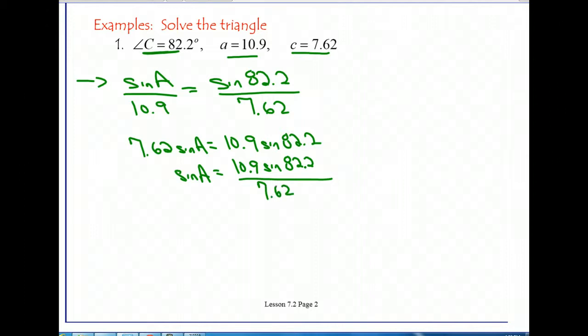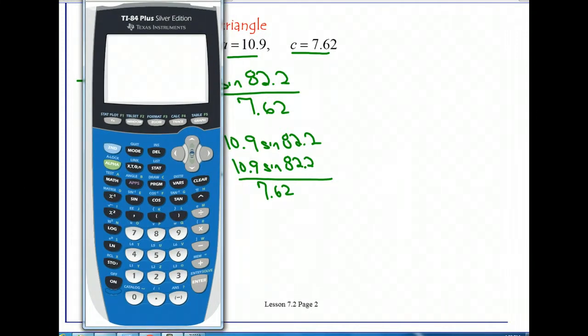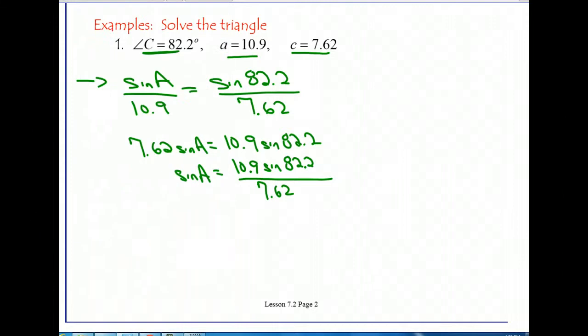All right, let's pull out the calculator and let's figure out what this is. So we have 10.9 times the sine of 82.2, and let's divide it by 7.62. And I get this answer. And let me just write that down. So equals, it was 1.4 something. 1.42? But guys, that's the sine of A.